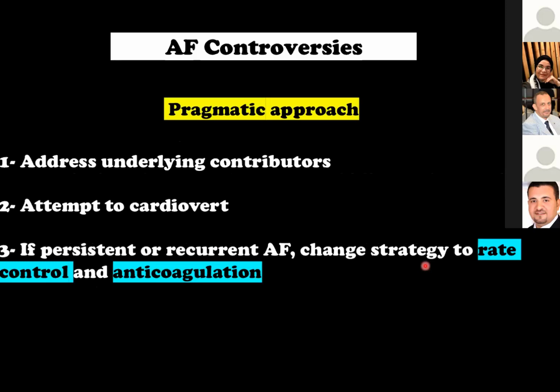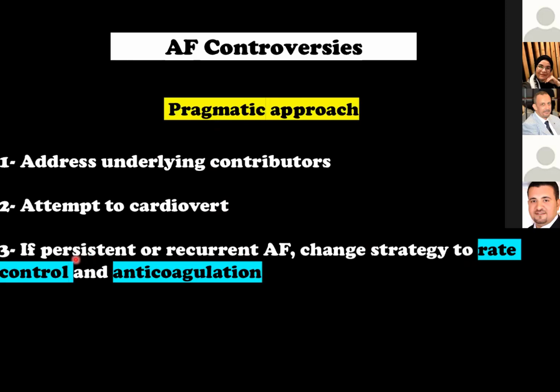For the pragmatic approach to atrial fibrillation, commonly we have to address the underlying contributors: the hypoxia, ischemia, electrolyte imbalance, recent surgery, and attempt to cardiovert. If it's persistent or recurrent AFib, you have to change the strategy to rate control and anticoagulation. So this is what's called a pragmatic approach. This is commonly for critically ill patients. I'm not talking about the chronic AFib.